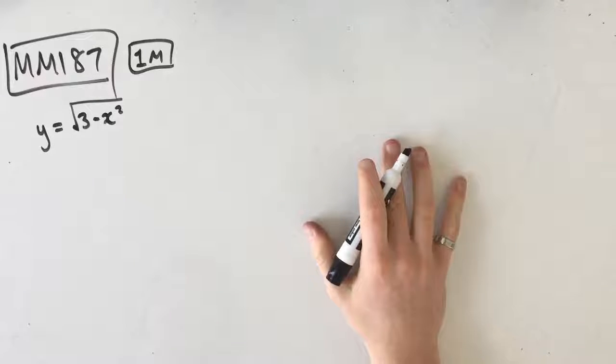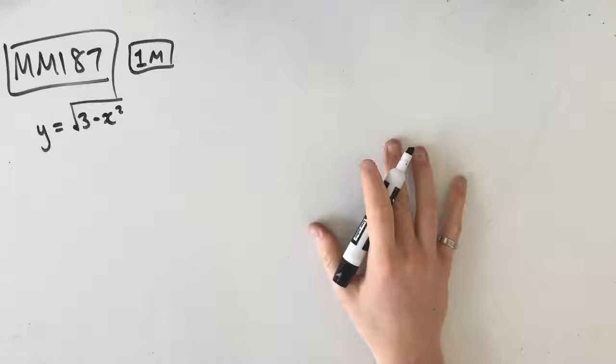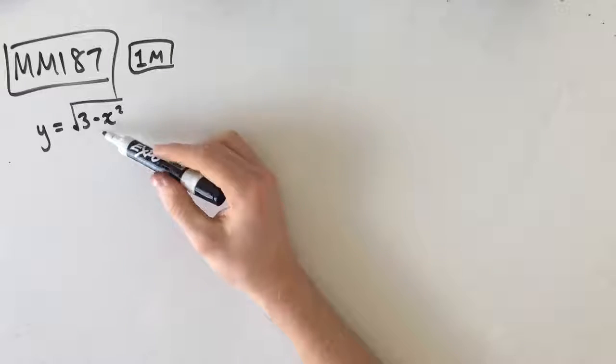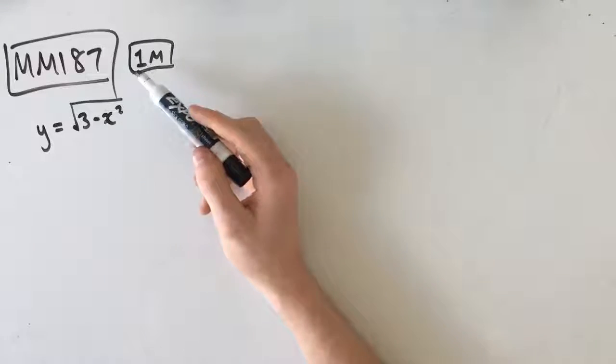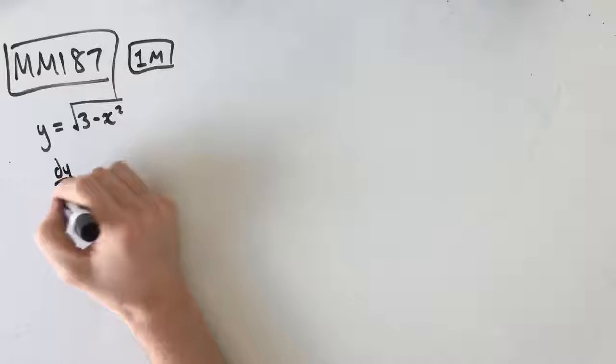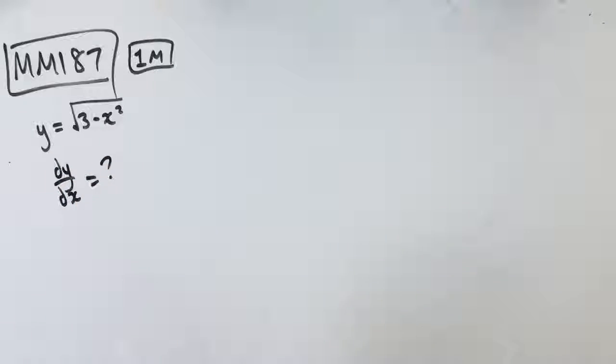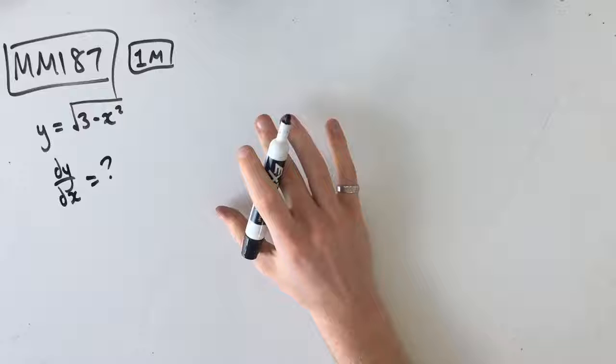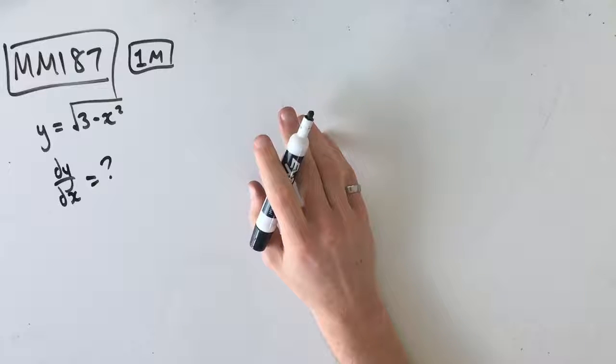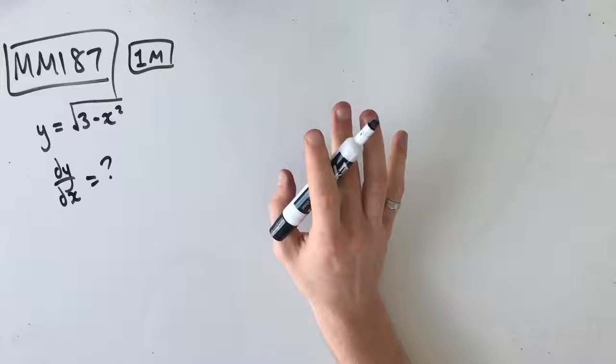Hey guys, this is question MM187 of the Maths Methods Fortify study guide. So here we've got this function y equals root 3 take x squared, and it's worth 1 mark, and we need to find the derivative, so dy dx. This is a really common first couple questions in exam 1, so try and get used to these as always.